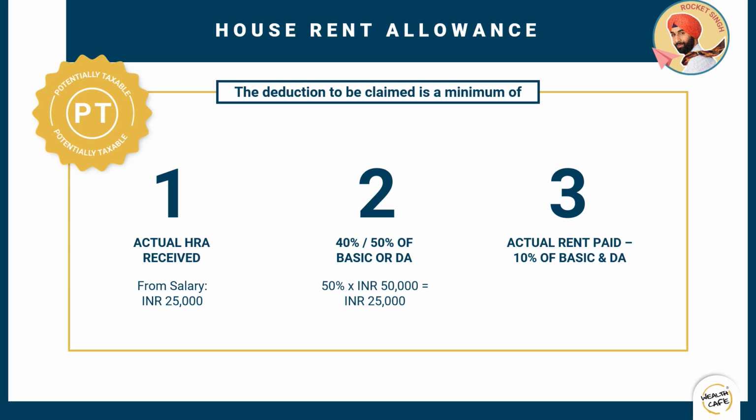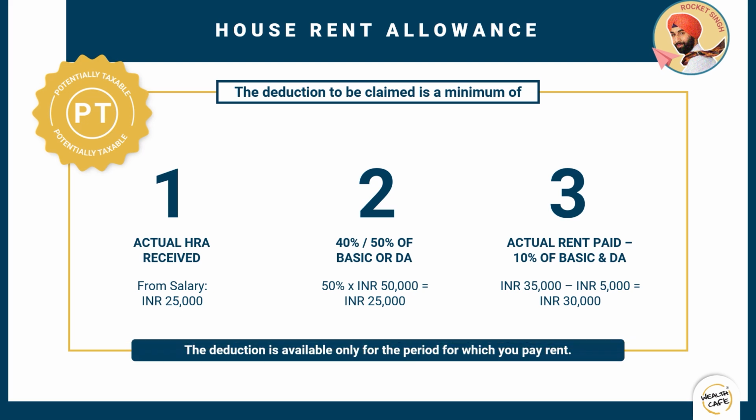So the limit 1 that you arrive at is the actual HRA, which is 25,000, and the limit 2 is 50% of his basic, which is again 25,000 rupees. The third limit determines the amount of deduction that he can claim against his HRA. If Rocket Singh is paying an amount of 35,000 as his rent, then the third limit is computed as 35,000, that is actual rent paid, minus 10% of his basic, which is 10% of 50,000, that's 5,000 rupees. So the third limit is an amount of 30,000 rupees.